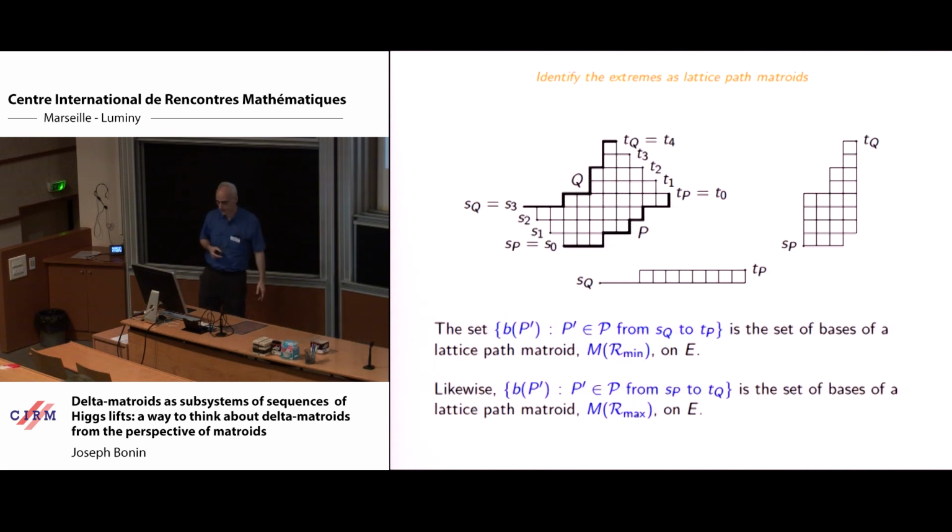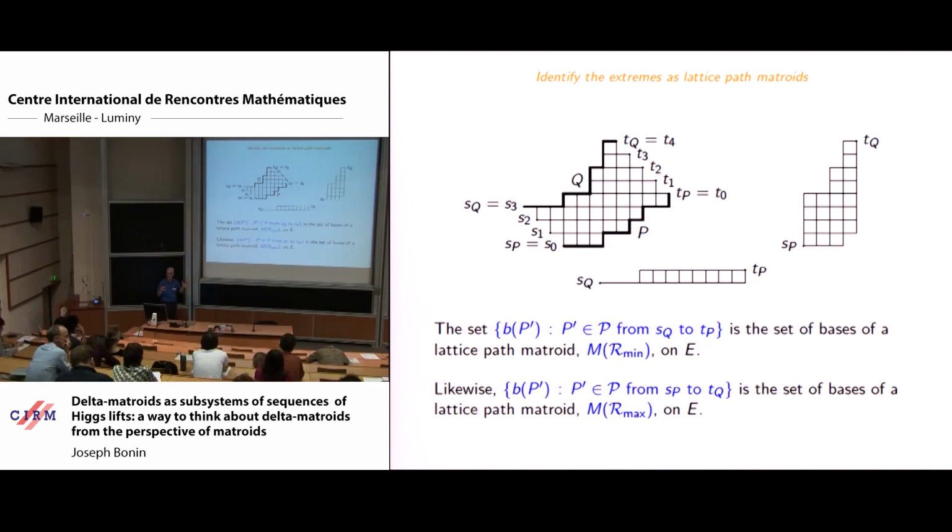There are a couple that stand out. If I start at SQ and end at TP, those are going to have the fewest north steps in them. Okay? And if you look at those, there's a lot of the diagram that just plays no role, so you can forget about it, and you get the diagram of a little lattice path matroid. So the sets of minimal size that you get are the bases of a lattice path matroid. Similarly, if you start at SP and end at TQ, those are going to have the most north steps. Okay? So there's another lattice path matroid.